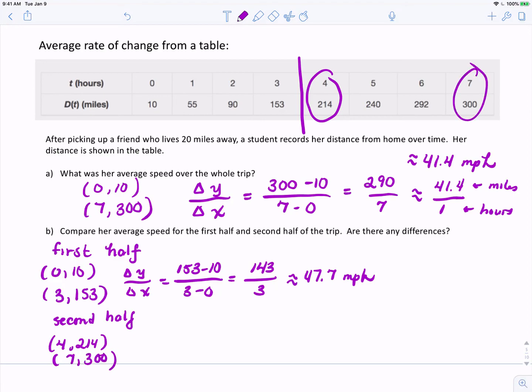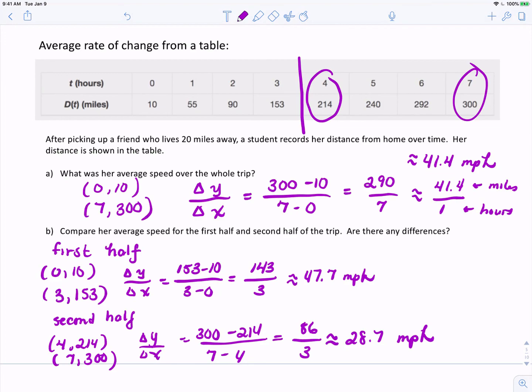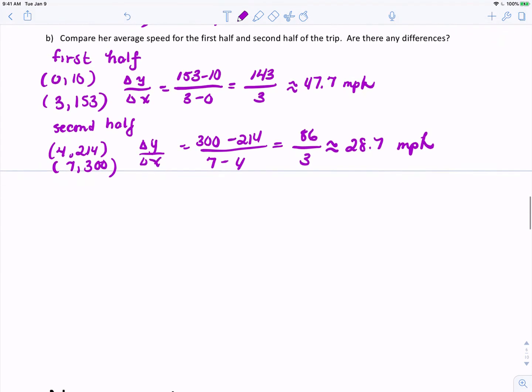We're going to do exactly the same thing. So change in y over change in x. We would have 300 minus 214 divided by 7 minus 4. And if we take a look at that, 300 minus 214 is 86. So this would be 86 divided by 3, and 86 divided by 3 is about equal to 28.7 miles per hour. So you can see that in the first half of the trip, she was able to travel much more quickly than in the second half of the trip.